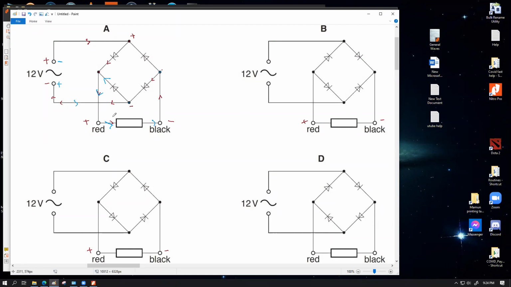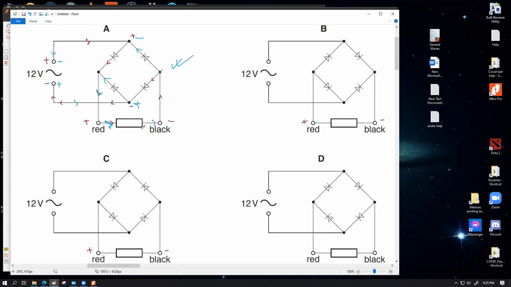But this was the positive end, this is the negative end. Current will not go back to the positive end. So it will definitely travel to the negative end and eventually come back to the negative supply. So the circuit is complete. Which means for both the half cycles, upper positive lower negative, or lower positive upper negative, we have the current flowing from red to black. Which means this is serving our purpose. A, in my opinion, is the correct response.